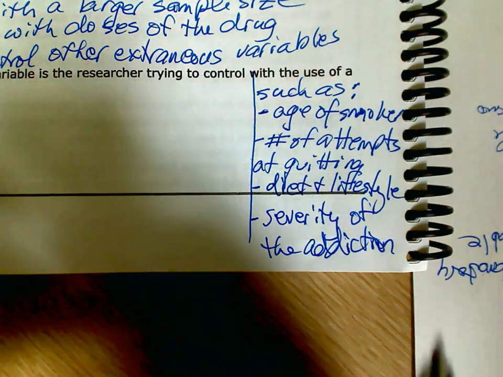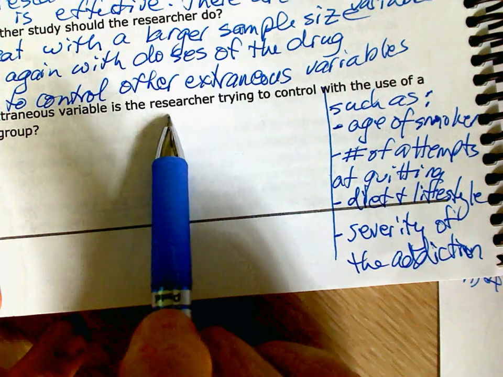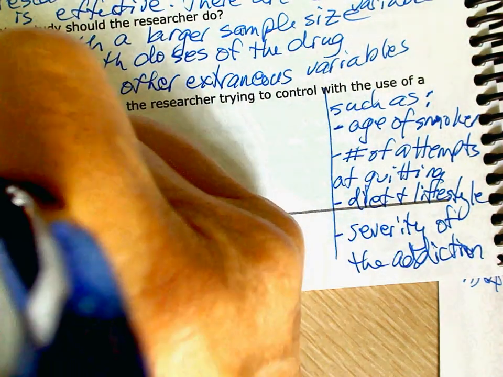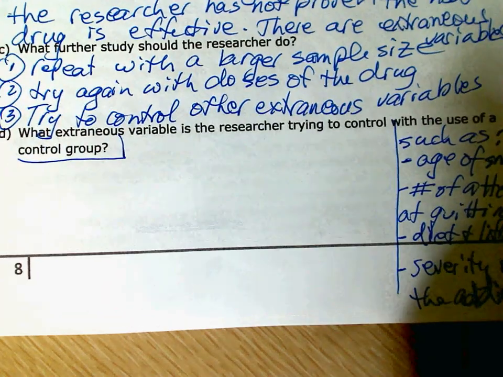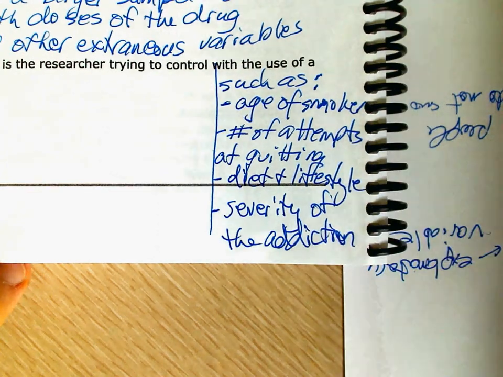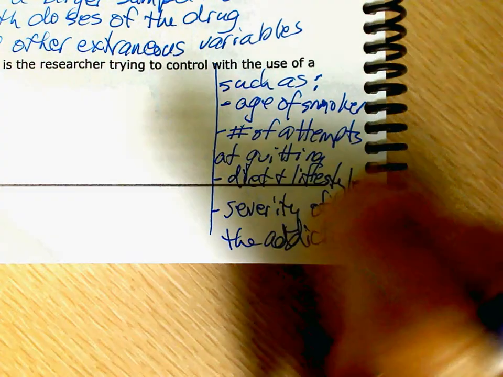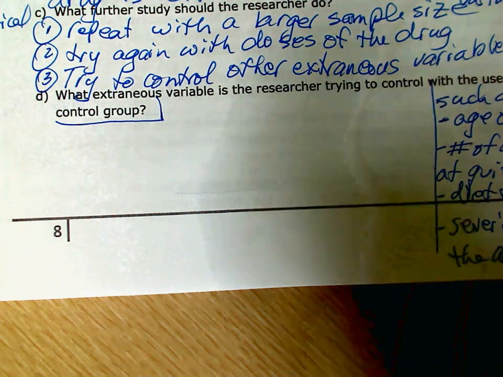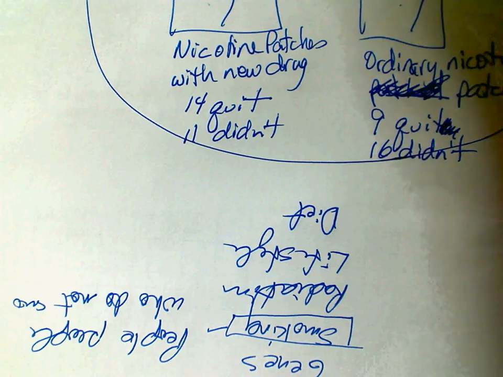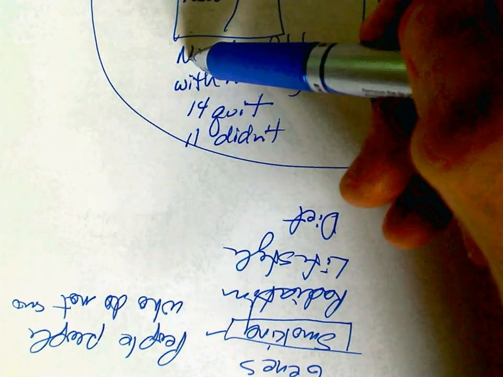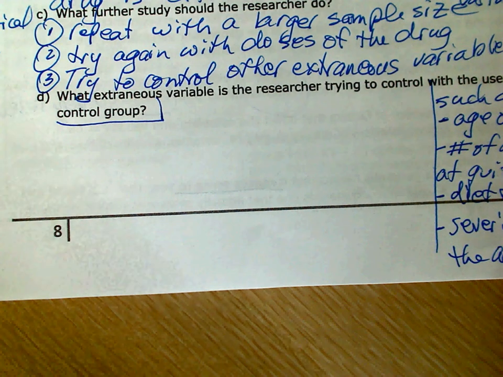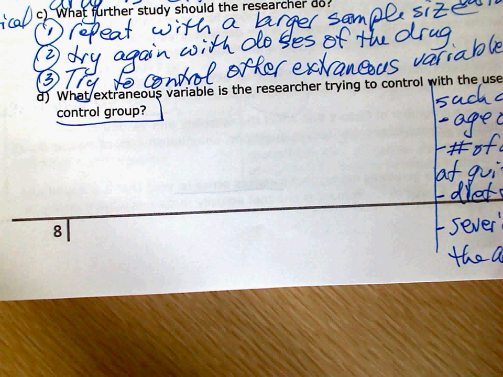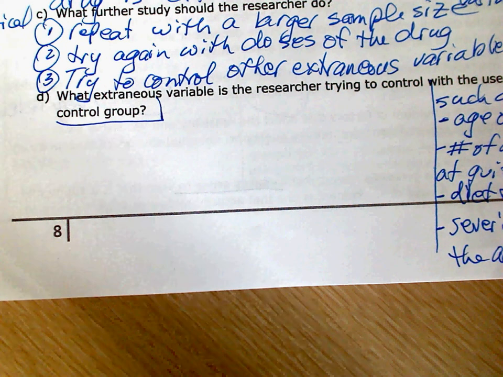What extraneous variable is the researcher trying to control with the use of a control group? Yeah, is the control group trying to control that though? Because when he did his study, he's kind of comparing two similar groups or trying to. Yeah, I think everything's identical.